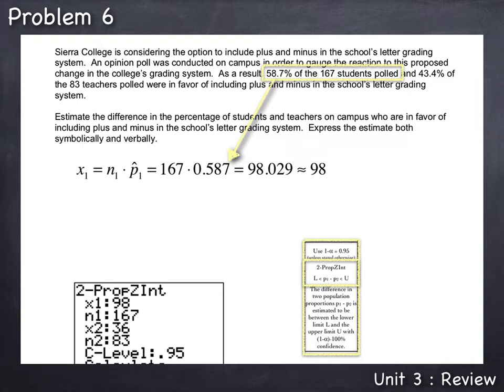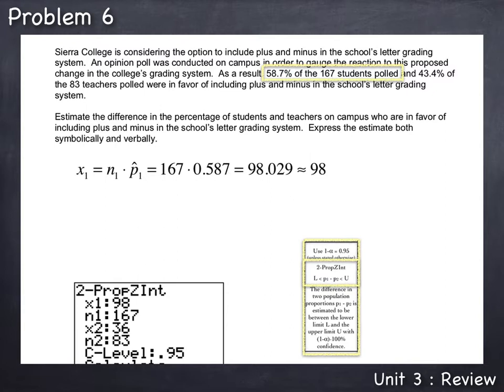When we enter this in the calculator, the 58.7% is written as a decimal, 0.587. So on a calculator, we would take 167 times 0.587, enter, which gives us 98.029. But you must take note that x, the number of students, is discrete, whole numbers only. So we need to round 98.029 to the nearest whole number. And 98.029 is closer to 98 than it is to 99. So we're going to use x1 equal to 98.